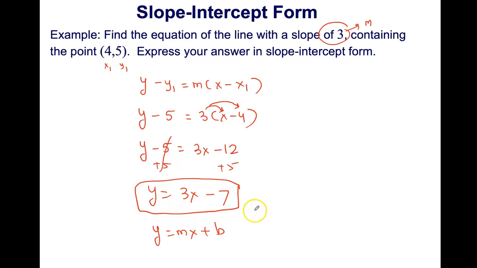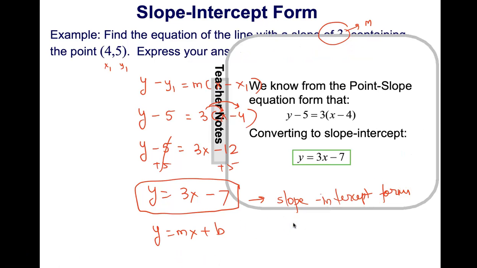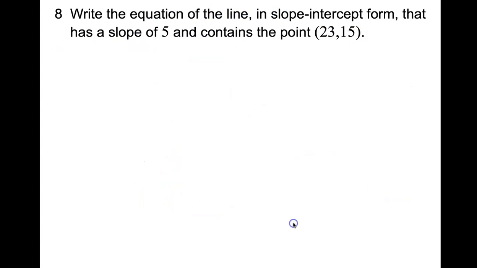Now if you compare this with our equation y is equal to mx plus b, you see this is your equation of line in slope intercept form. So that's our answer for this. Go ahead and copy the solution. Let's see what our answer is. Yes, y equals 3x minus 7.